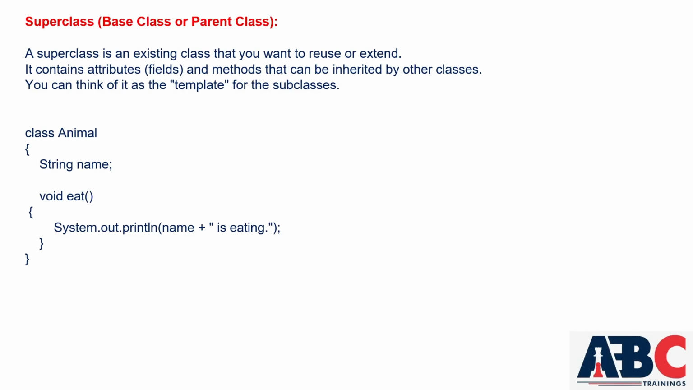So, the superclass is Animal, and String is a data type. Name is an attribute. Attributes are the names, and a method is a function. So eating is the method.